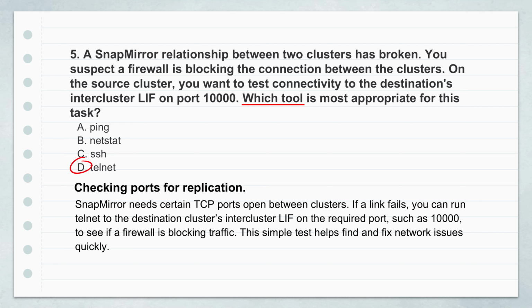Now, ping, useful, sure, but it only checks basic network reachability using ICMP. It doesn't tell you anything about whether a specific port like 10000 is open. Netstat shows you network connections on your local machine. SSH is for secure logins. Neither of those is designed to test if a specific port is open on a remote host in this way. It really comes down to precision in troubleshooting, and Telnet gives you that direct port-level check you need here.